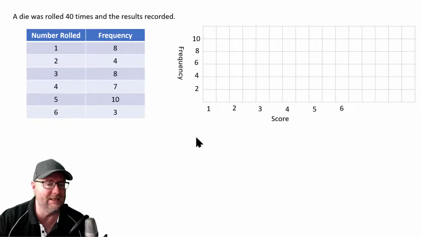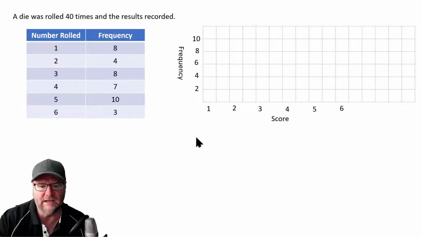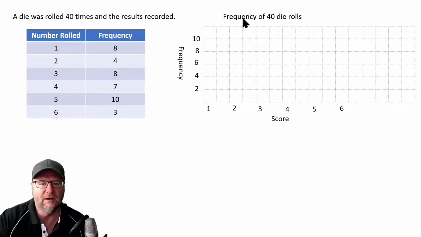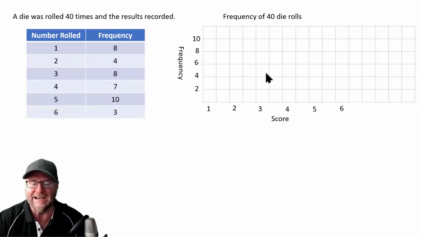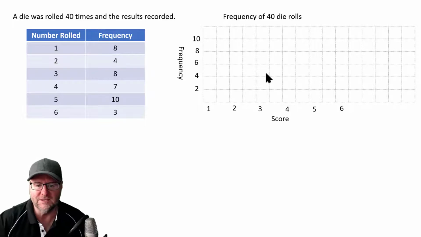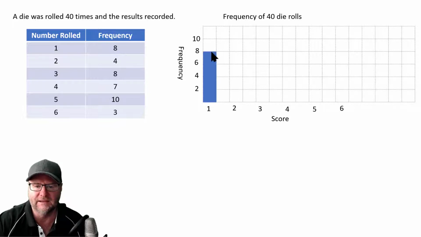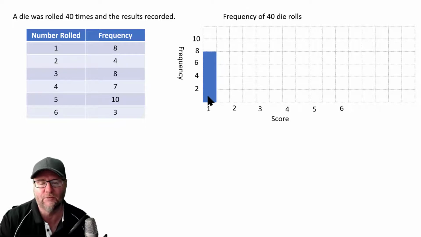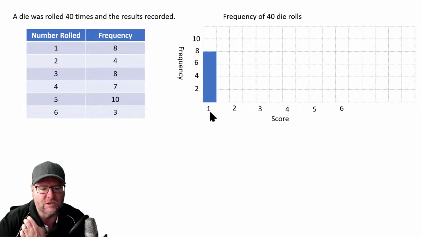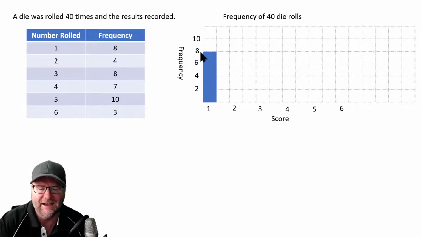Because I couldn't fit the 10 on, sometimes you might have to get a little bit creative with your numbering. And the last thing that we always put on a column chart to make sure it's complete is a title. What is our data representing? Well, in this case, it was the frequency of 40 die rolls. Okay, we are ready now to put some columns onto this column chart. Now, the score of 1 had a frequency of 8. So in my 1 column, I'm going to go up as far as the number 8, and I'm going to create a nice colorful column that represents the score of 1 happening 8 times.